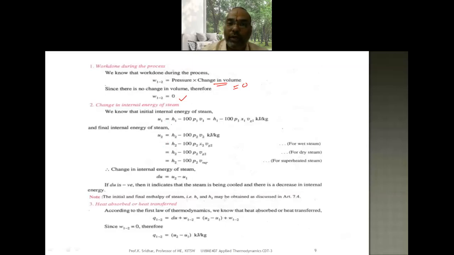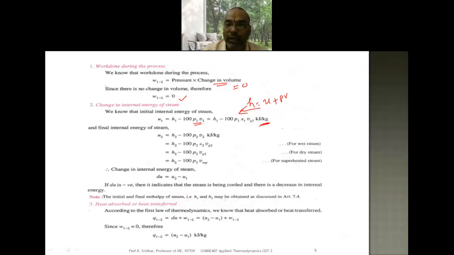So automatically the work is equal to 0. And similarly, how can we find the internal energy? Because H is equal to U plus PV, from this we can write U is equal to H minus PV. Here we are representing in kilojoules per kg, so that's why we are multiplying with 100 to get the units in kilojoules per kg.